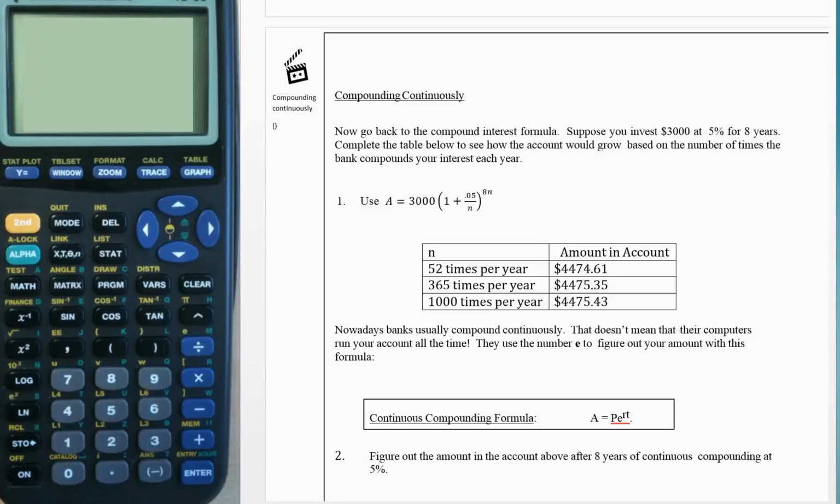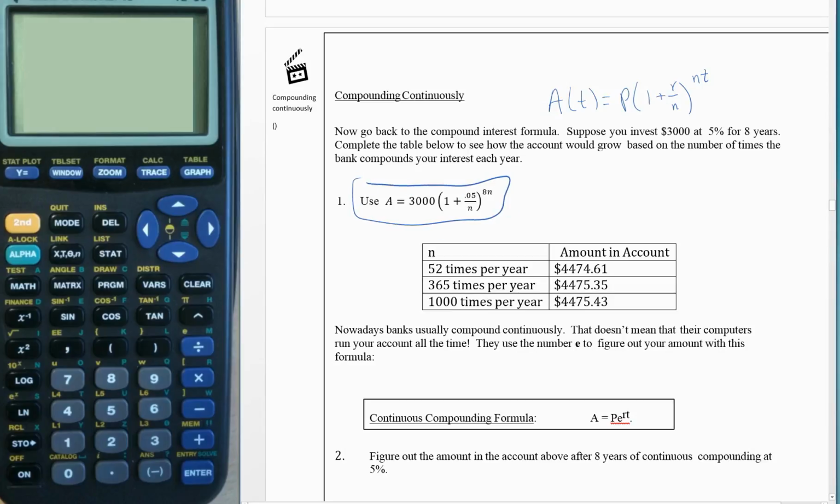Now we're going to talk about compound interest again. So remember we had the formula that A of t equals P(1 + r/n)^(nt), where r was your rate, P was your principal, and n was how many times you were compounding it. Okay, so this says, suppose you invest $3,000 at 5% for 8 years. Okay, so here's our function.